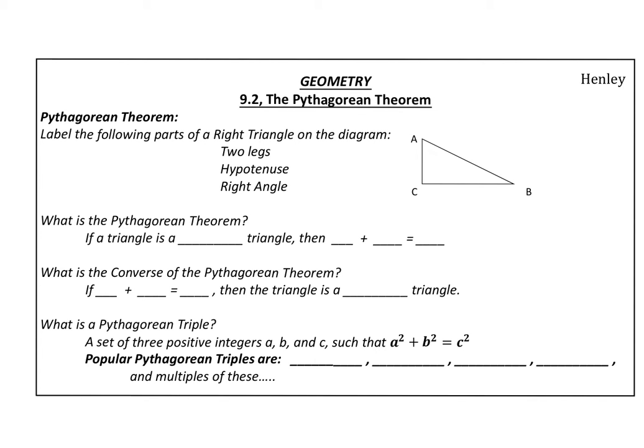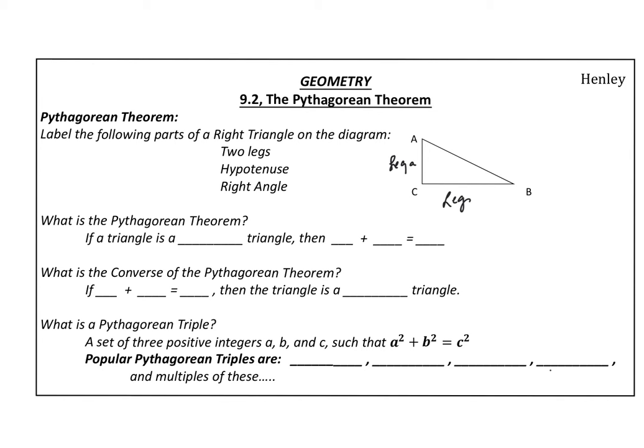9.2, the Pythagorean Theorem. Label the following parts of a right triangle on the diagram. The two legs. The two legs are actually interchangeable. You can choose which one you call A and which one you call B. I typically work from left to right, and I call this one leg A and this one leg B.